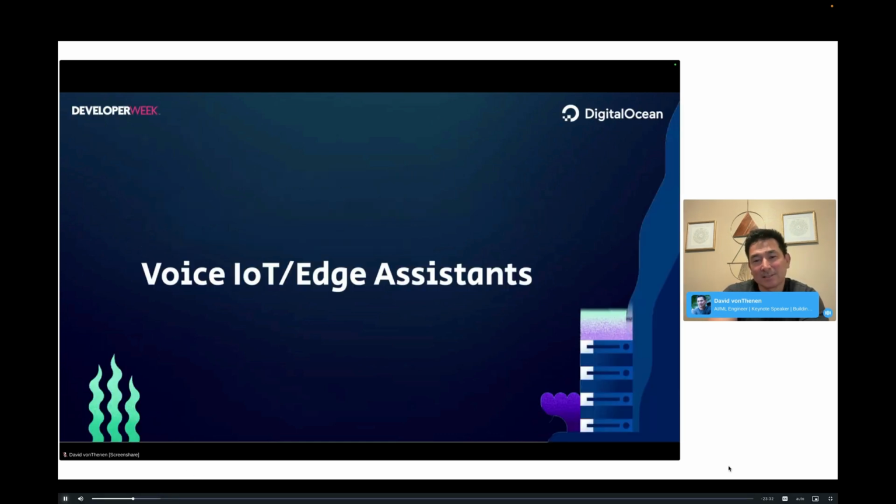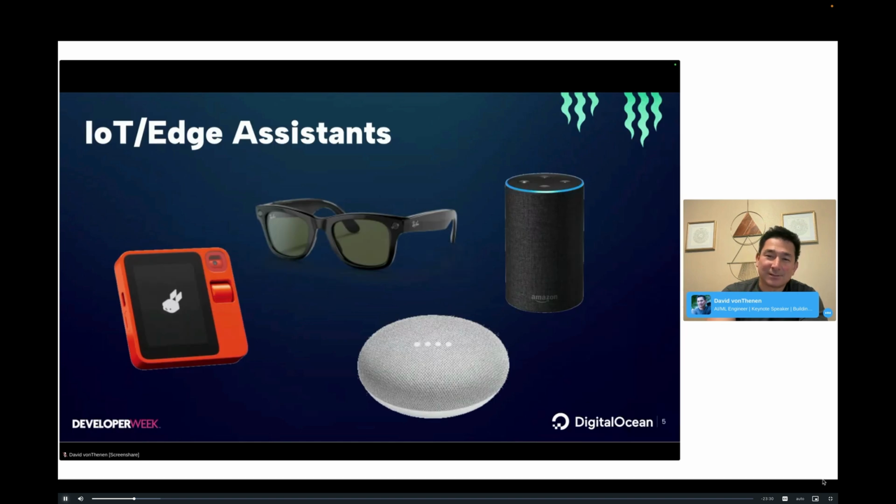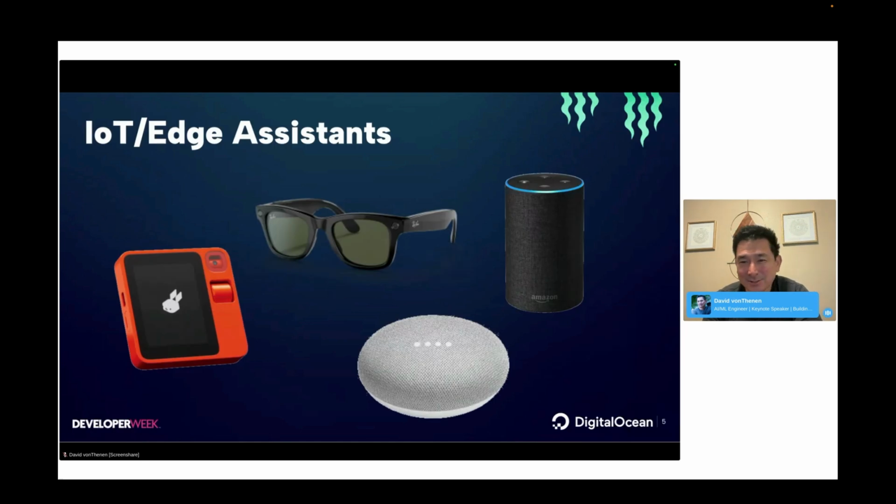Voice IoT edge assistants, what are they? Just like you might expect, they are in your home. We have a couple pictures of some that you're familiar with. On the right-hand side, you have an Alexa. The one in the middle, you have the cool new Meta Ray-Ban glasses. And the one on the left, you might not be so familiar with. It's the Rabbit R1. But all of these are IoT edge devices, and they are also voice activated. The Meta glasses and the Rabbit R1 have video components, so they're multimodal, but they're still IoT edge devices.